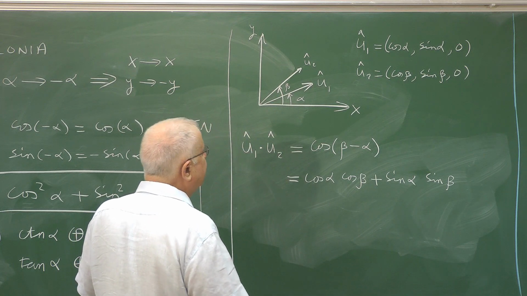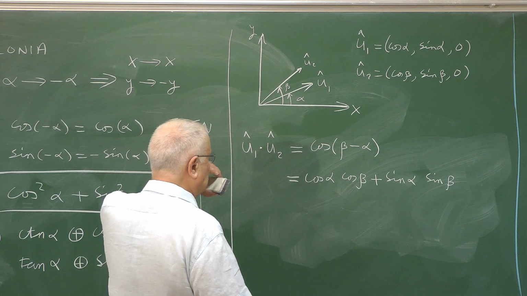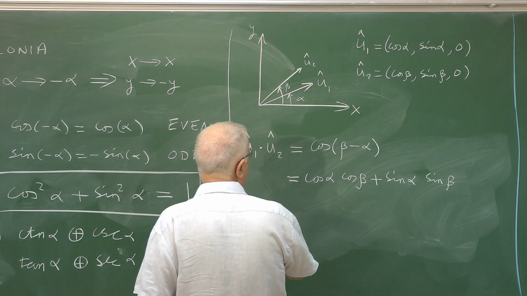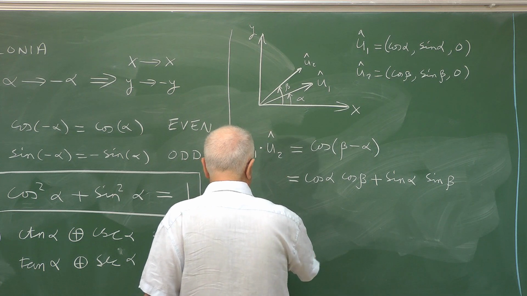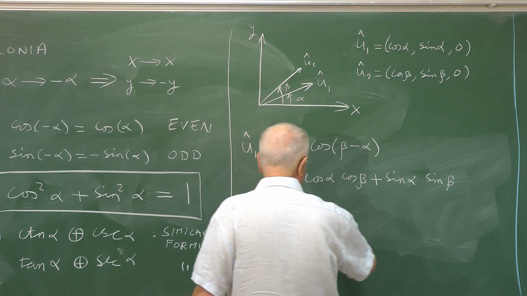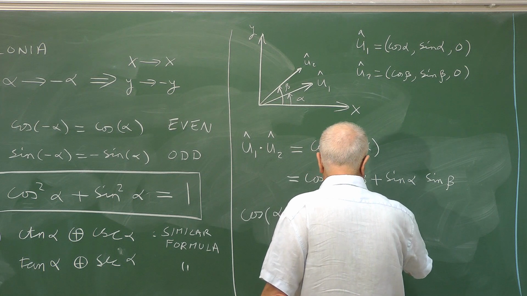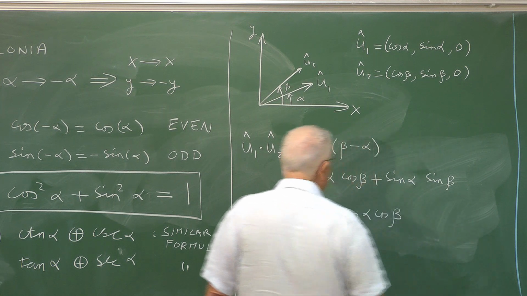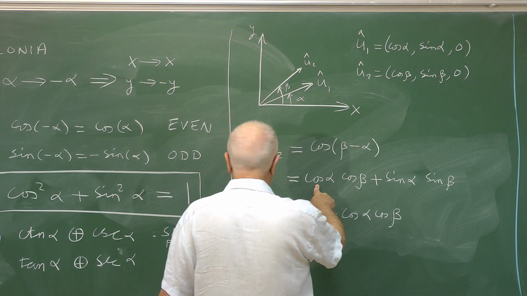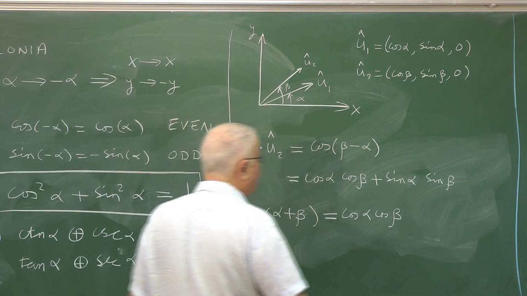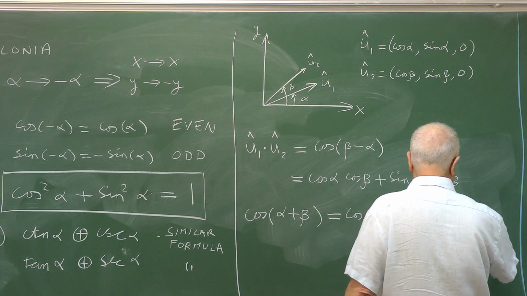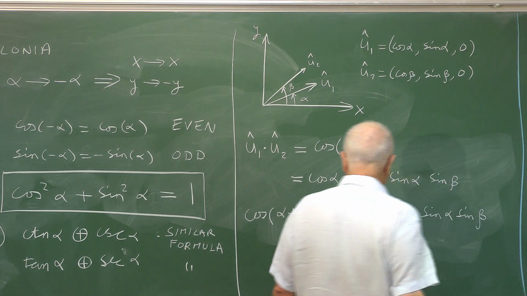Now, changing the sign of alpha, we'll see that cosine of beta plus alpha, or alpha plus beta, equals cos alpha cos beta, because changing the sign of alpha does not make any difference to cosine. We know that. But sine changes sign, so minus sine alpha sine beta.